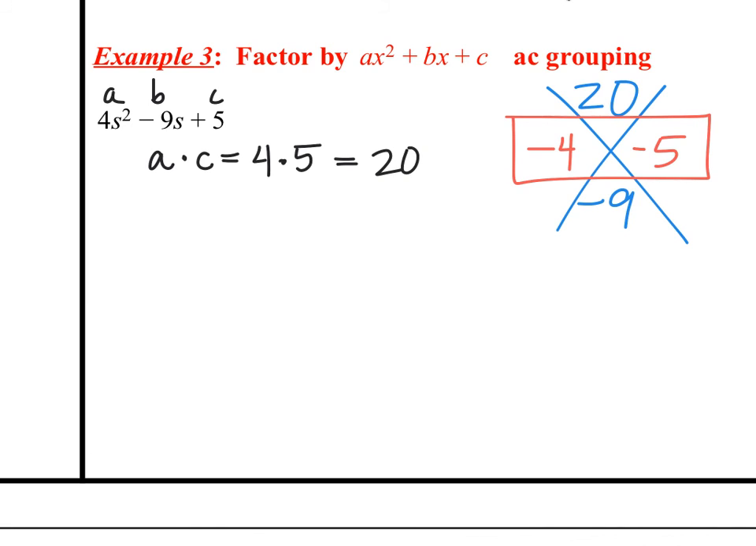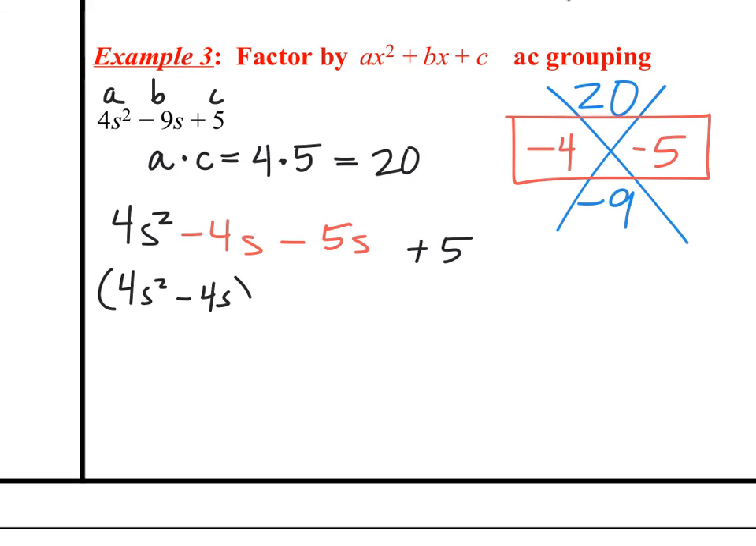Take your two numbers. 4s squared is the same. Plus 5 is the same. In the middle, you have negative 4s and negative 5s. Why did I decide to put 4 first instead of the 5? What do you think? Yeah, we want to put the things that are most in common together. So like I'm going to put 4s next to 4s squared because they have more in common. Okay, now you group. And then these two go in one.